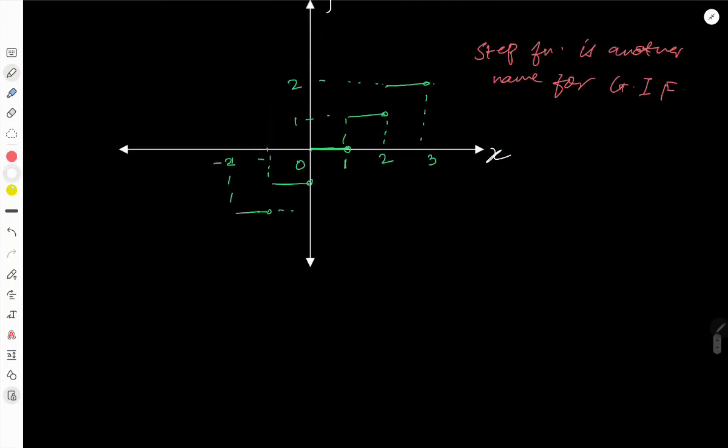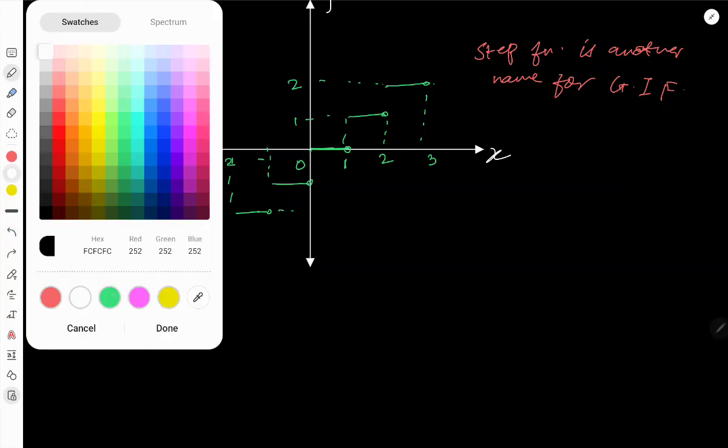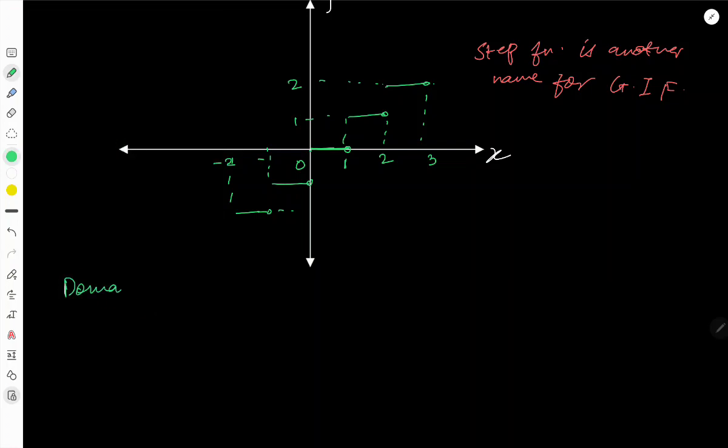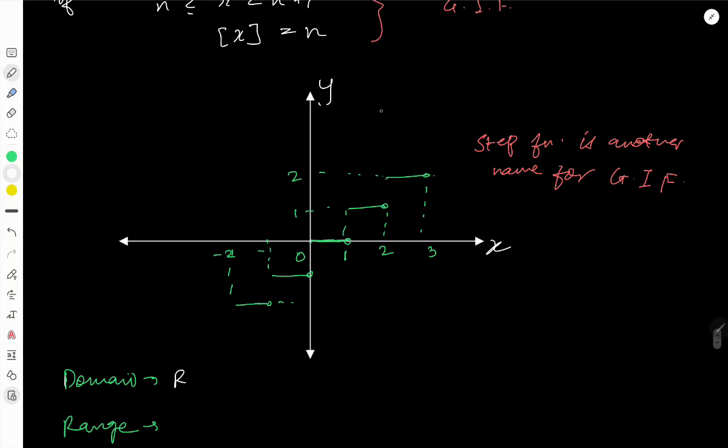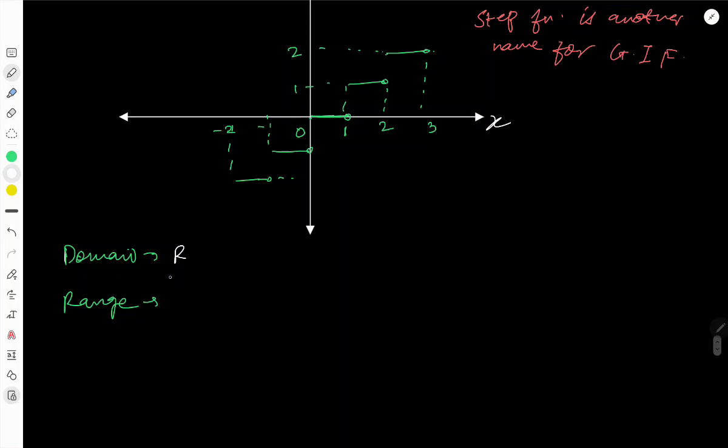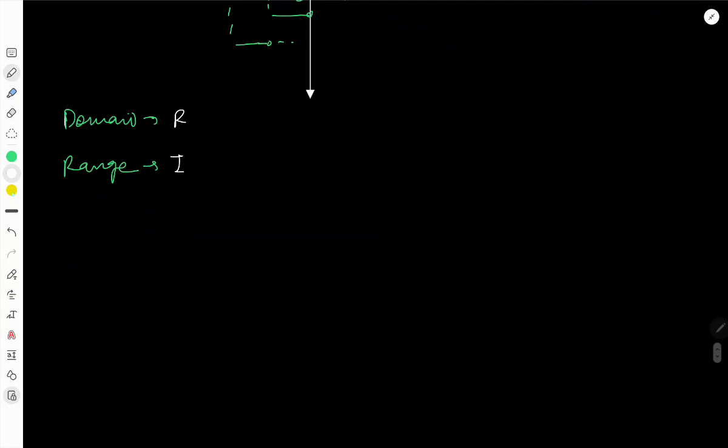So now let us discuss the domain and the range of this function. The domain has all the real numbers, and the range, that is the output that comes, is seen on the y-axis. So if we see on the y-axis, we are getting integers, may that be positive, may that be negative. So we write integers. So we are clear with the step function too.